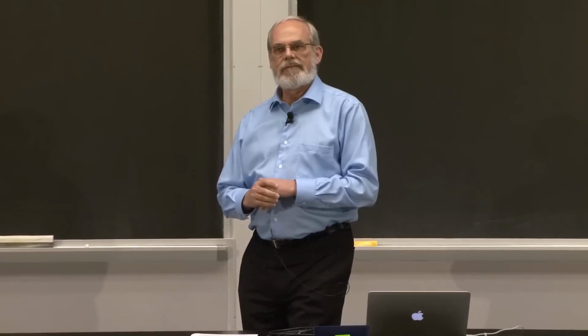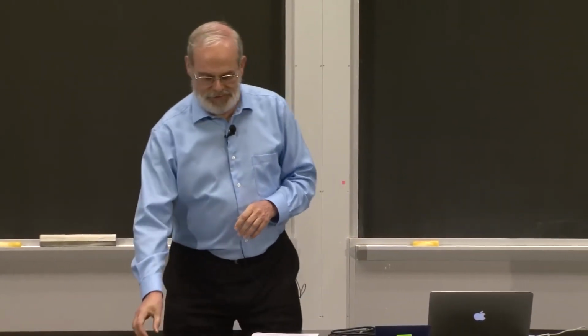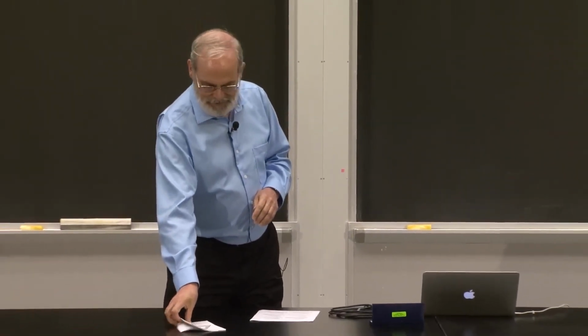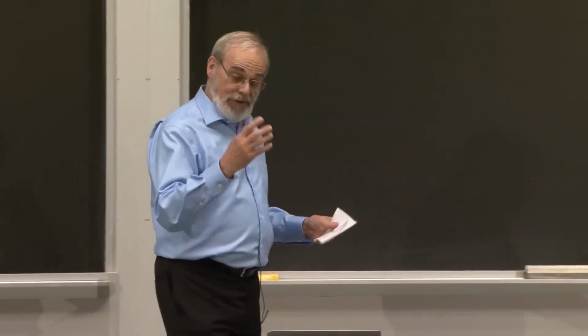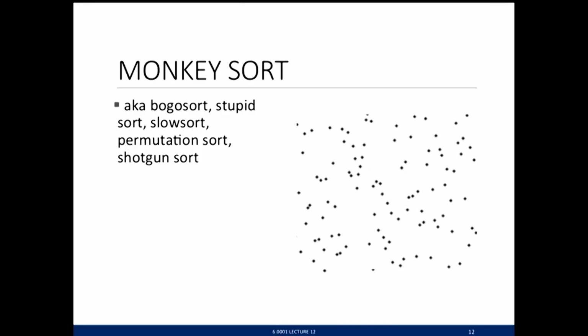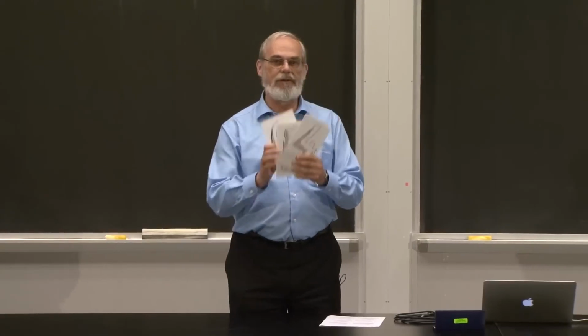I'm going to start with a humorous version of sort. You've all been convinced that my humor is non-existent. You're right. But it sets the stage for it. This is a sort. You can look it up. It's called monkey sort, BOGO sort, stupid sort, slow sort, permutation sort, shotgun sort. And here's how it works. Anna has nicely given me a set of numbers on cards here. Here's how you do BOGO sort.